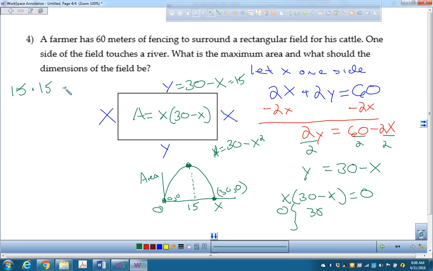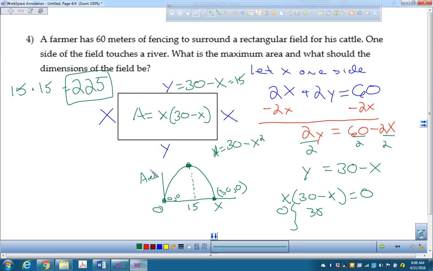What's 15 times 15? Chase, what's 15 times 15? You guys don't know what 15 times 15 is? 225. Okay? 225. That is the biggest area you can make out of this fence. So that's a complicated problem, right?